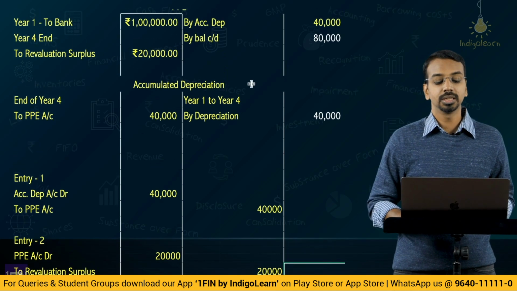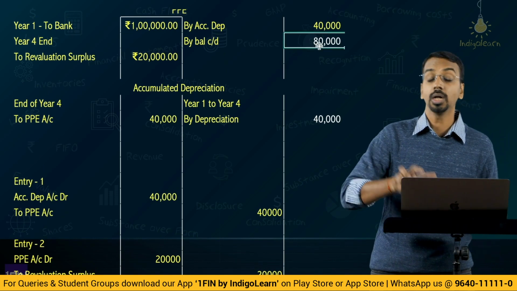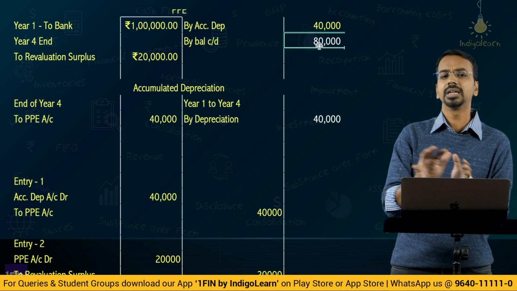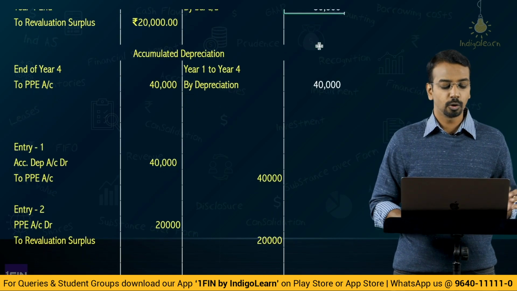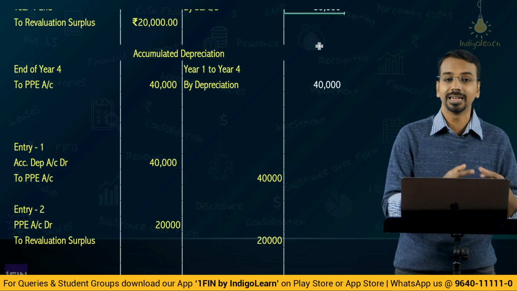Now, how do we charge subsequent depreciation? We will charge on this value of 80,000. So, not 60,000, but now on 80,000 we will charge the depreciation. We will come to that in some time. So, I hope you are clear with the first way of treatment at the time of revaluation.